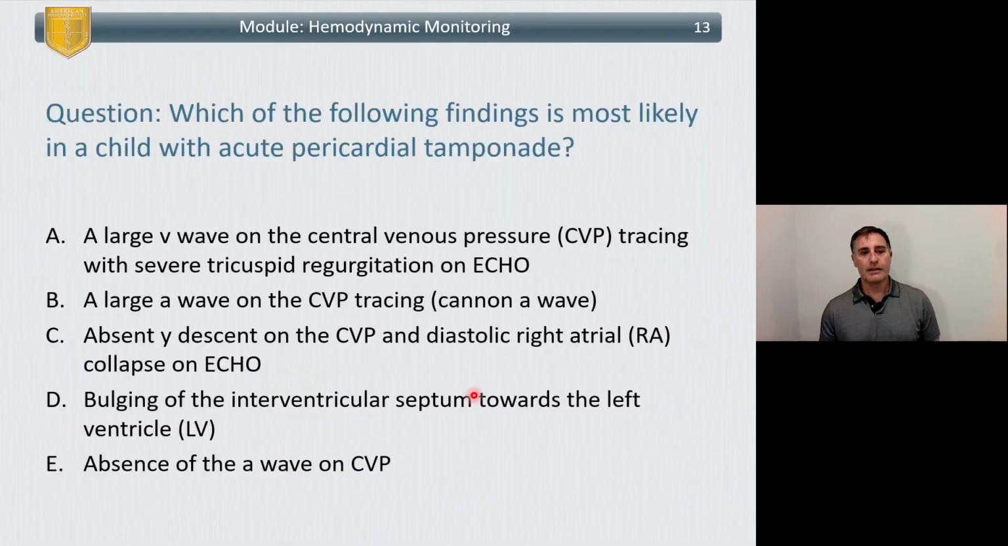Okay, let's move on here. So question, which of the following findings is most likely in a child with acute pericardial tamponade?